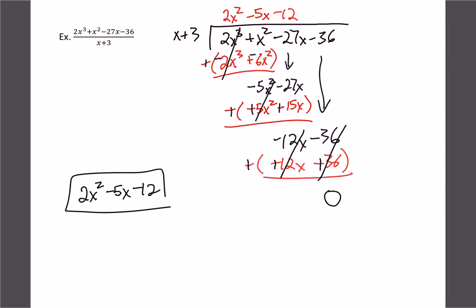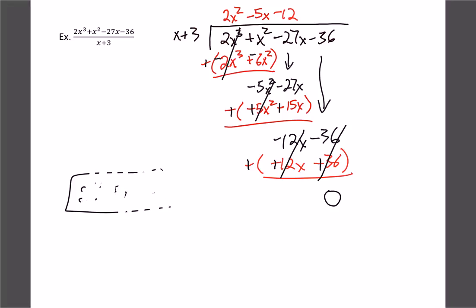Okay, so we're going to do one more, and then I'm going to show you how to do synthetic. Or actually, let's do synthetic for this one. Actually, let's backtrack to the last one, and I'll show you synthetic, and then we're going to do that from here on out. So synthetic division is basically getting the same answer, but doing it a little bit quicker, a little bit of a shortcut.